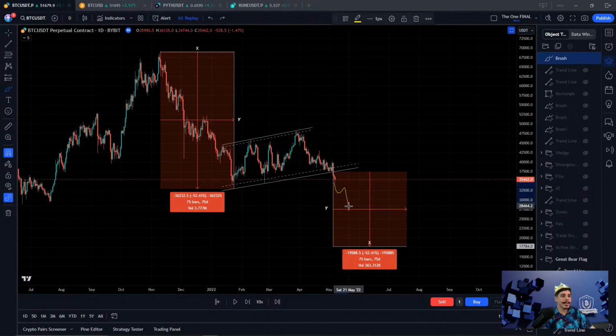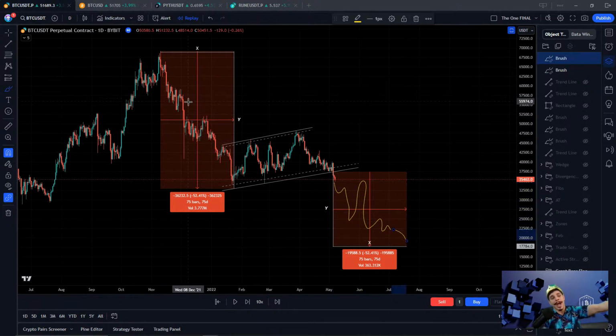Price can do any whipty-wopty while it's in here. But what we're saying is, over the next 75 days, since price decreased 52%, we're expecting it to decrease another 52% over the next 75 days, because that's what just happened. And we're using that analysis based on the flag break.